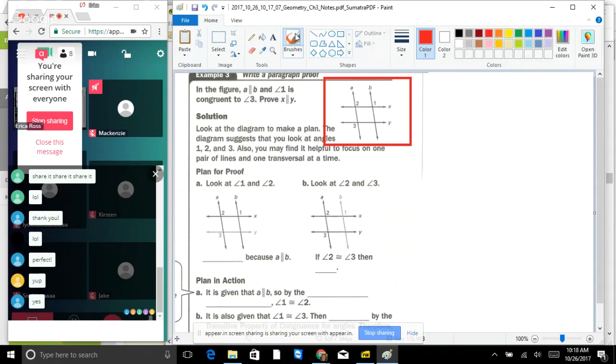Woohoo! So we know that A is parallel to B, and if I can draw it on here, I will. Remember, you can draw these little arrows here. Oh, I saw a thumbs up from Jake. All right. We know A is parallel to B. Remember, if we draw those little arrows, that's what that means.